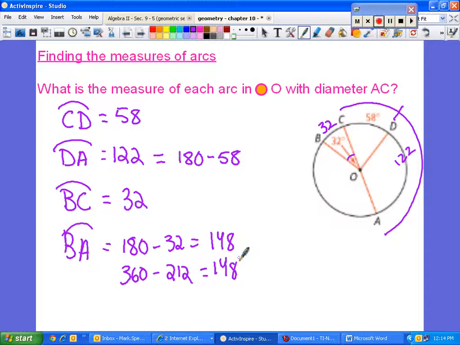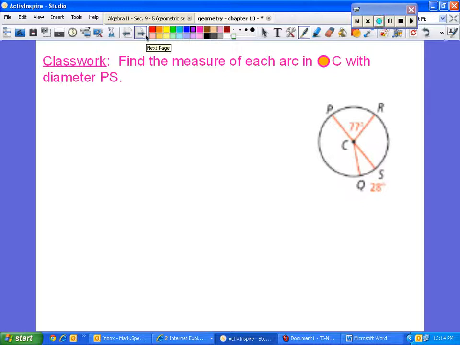How did you get 212? I know that the semicircle is 180. Right. 180 plus 32. Okay. Okay, if there are no other questions, please do this one.